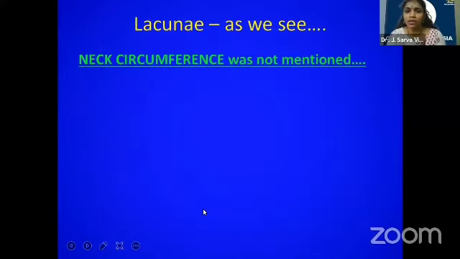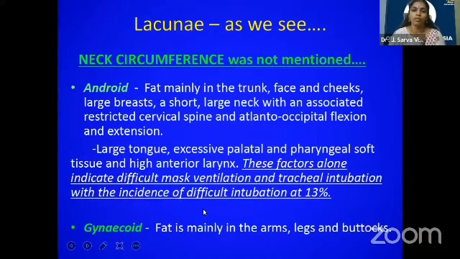The lacuna, as we see now, was that the neck circumference was not mentioned in this study. Is the neck circumference important? Yes, it is important because there are two kinds of obesity that we come across, android and gynecoid. In the android type of obesity, the fat is mainly in the central area. The fat is mainly distributed in the face, cheeks, and more in the airway also. So it leads to a limitation of cervical spine movement and atlanto-occipital joint movement. And there is a large tongue, a large amount of soft tissue, and a high anterior larynx. So these factors alone contribute to difficult mask ventilation and tracheal intubation.